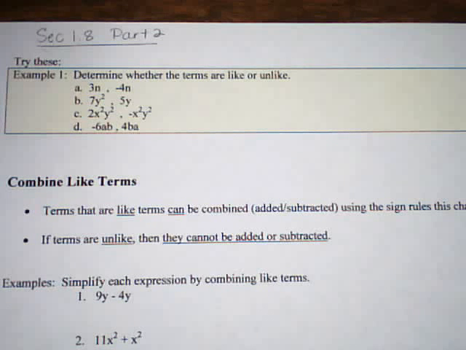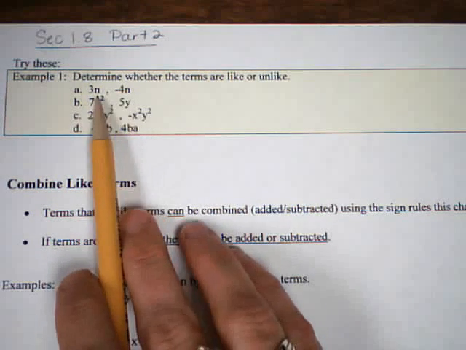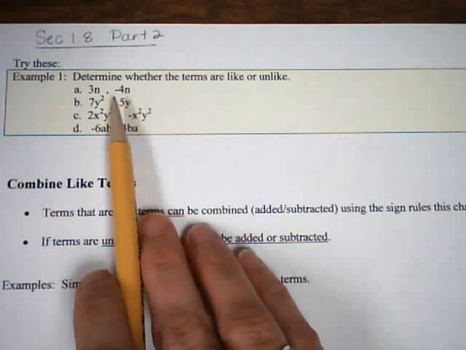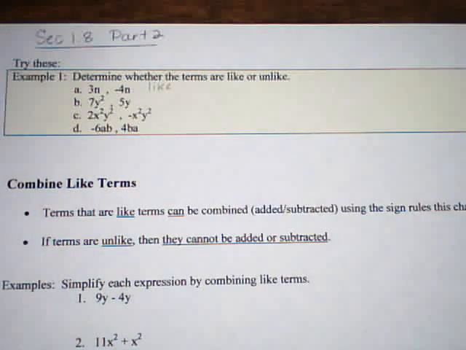Section 1.8, Part 2, here are some examples. They're going to ask you to determine whether the terms are like terms or unlike. So in Part A, we have 3n and negative 4n. They both have n raised to the same power, so I would say these are like terms.